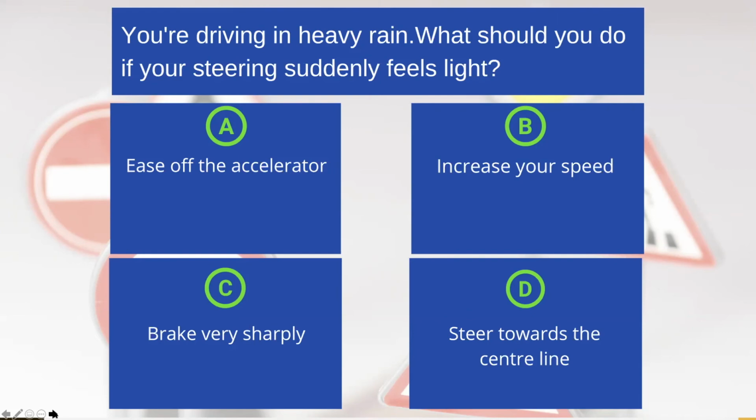So which two rubbish answers would you get rid of? And which two are you left with? And then which is the safest option? So the safest option here would be A, ease off the accelerator.